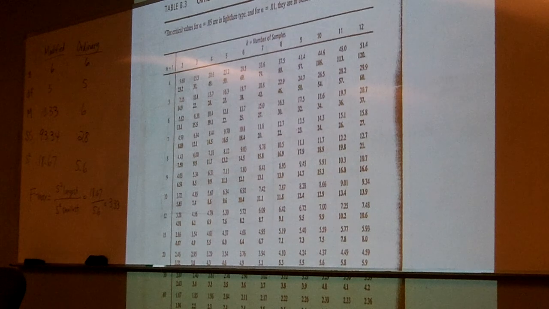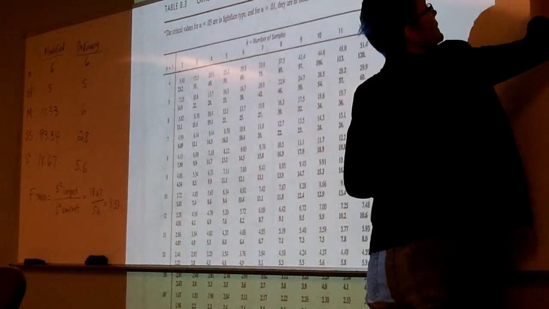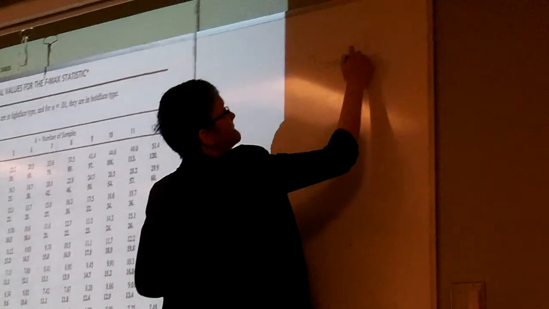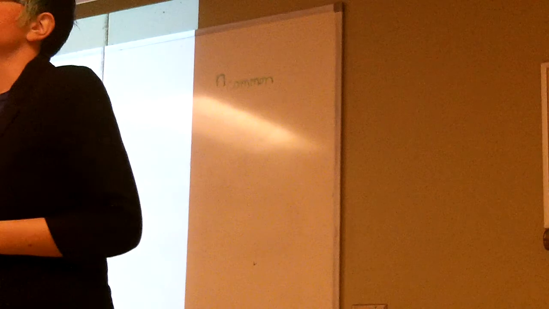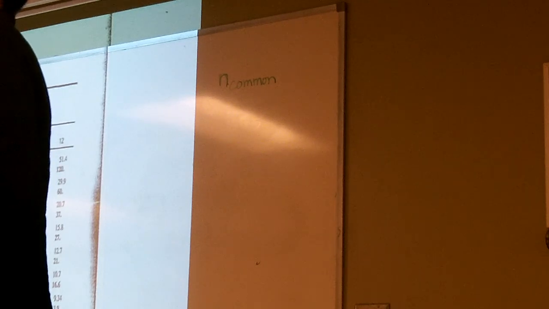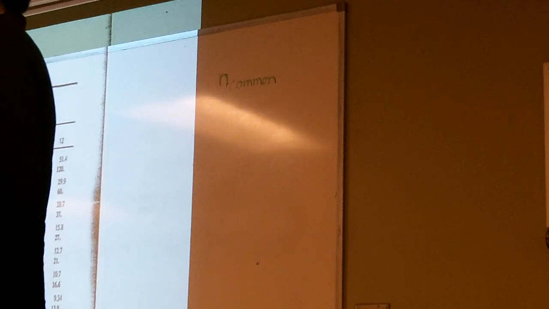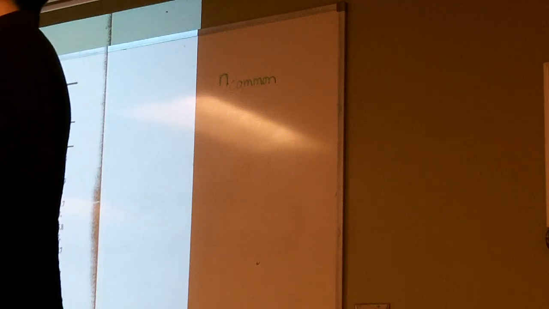The question is, well, which n? Because we have two n's, and the answer here is it's the n they have in common, okay? N common is the common sample size for all the samples in your study. So Fmax only works if all the samples are of the same size. If the samples are of different sizes, you can't use Fmax. You have to use a different test. We're not going to talk about those tests because they're more complicated to do. But if your samples are all of the same size, then you can do an Fmax test.